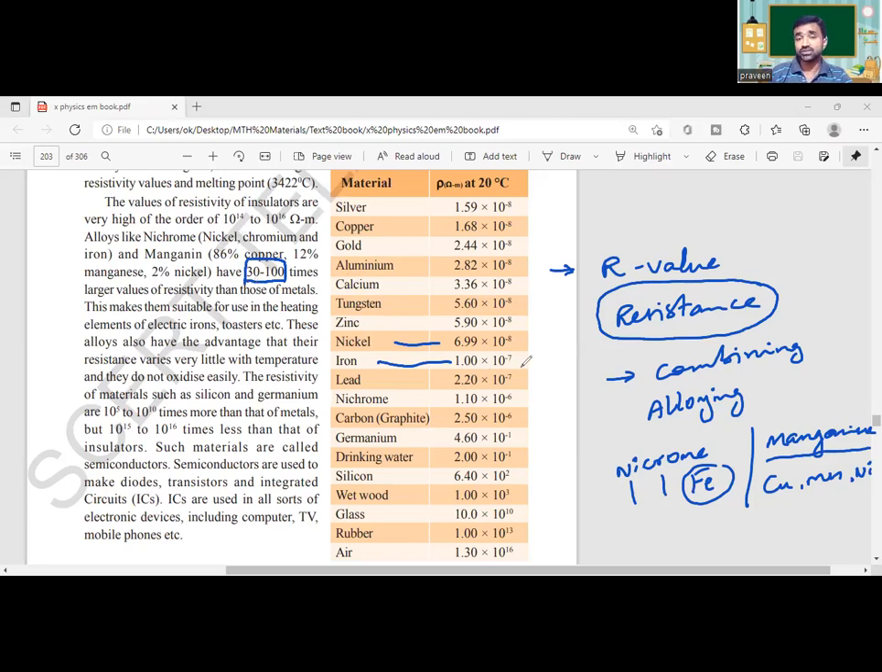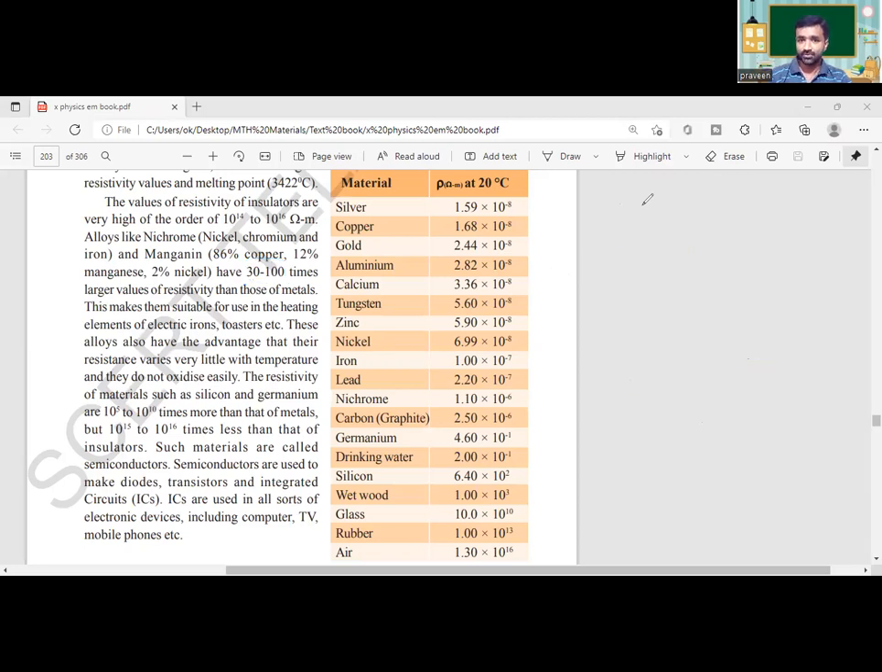You are able to give that particular material various resistance values. You are able to change the material's resistivity value, so that's why you combine the metals in different ratios. Alloys have different resistivity values. So concentrate on this table information.